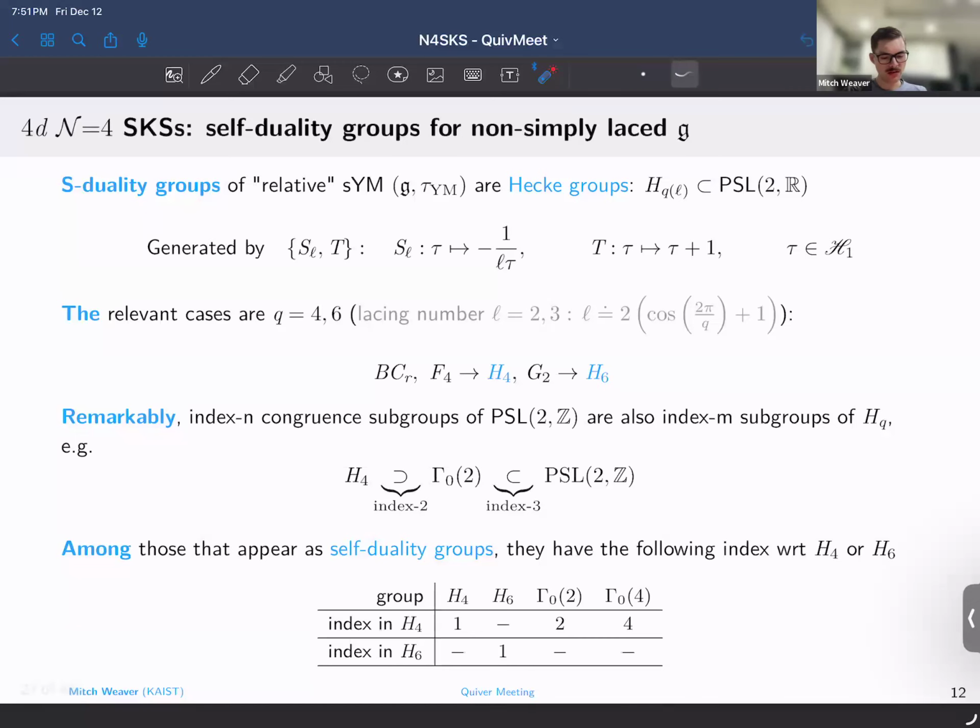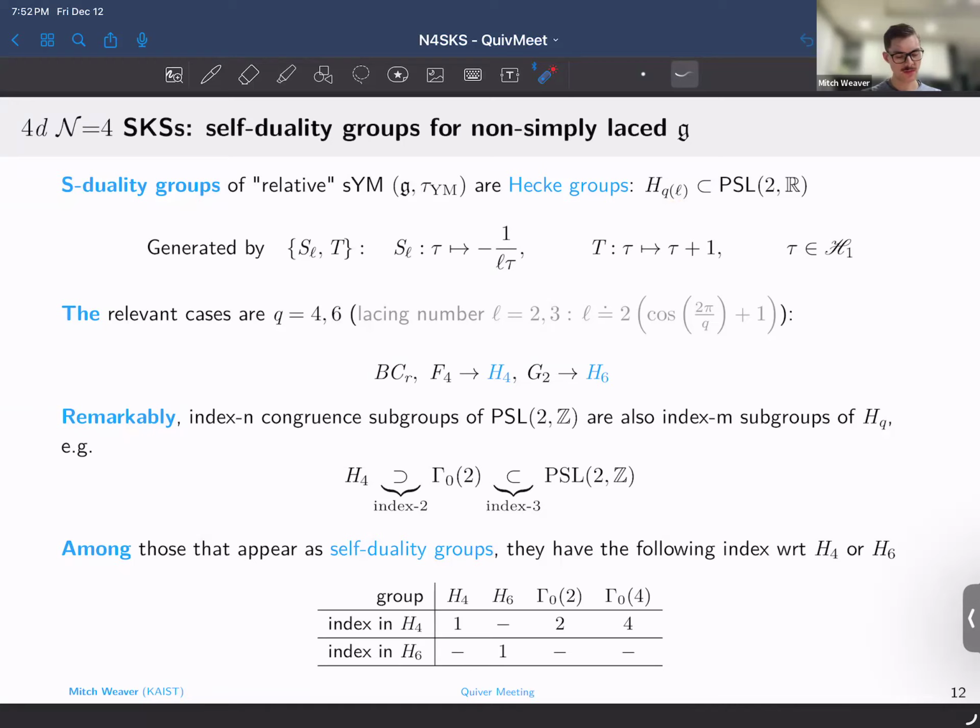Okay, so before showing you the non-simply laced case, let me remind you of what these Hecke groups are. For the relative theory, by which I mean just the super Yang-Mills theory with no global structure chosen, it's just given by the gauge algebra and the corresponding marginal coupling, tau Yang-Mills, which has nothing to do with the other unbold-faced tau that you've seen a couple times. These Hecke groups are labeled by a number Q, which itself is labeled by this script L, just called the lacing number.